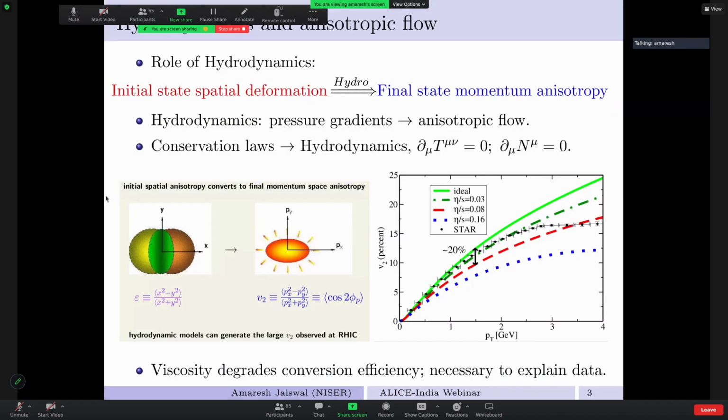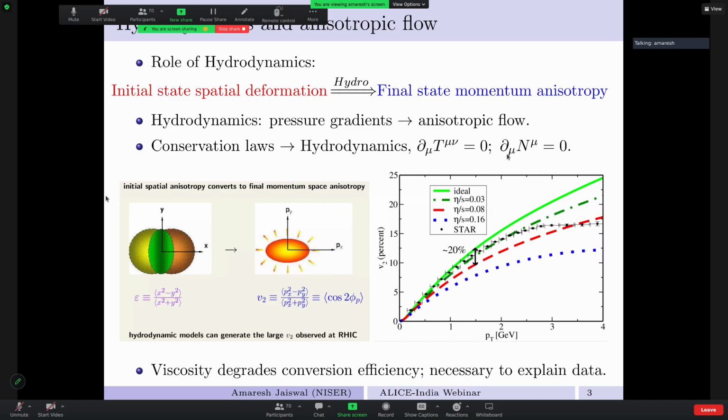And this is what anyone giving a talk on hydrodynamics will show you. So this is a slide which tells you what hydro does to the initial state anisotropy. It takes it to the final state momentum anisotropy, from position space information to final state momentum anisotropy. Okay. And you will hear words like pressure gradients being converted to anisotropic flow, and conservation laws, which is essentially these two tensor equations, the divergence of the energy momentum tensor equal to 0 and the four current vector equal to 0.